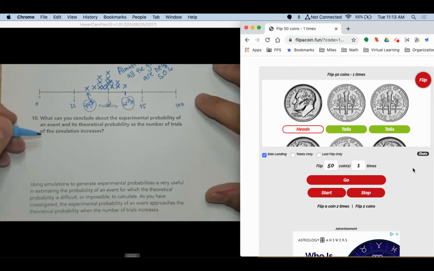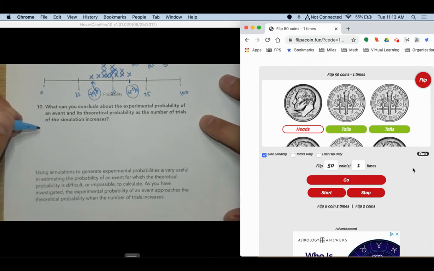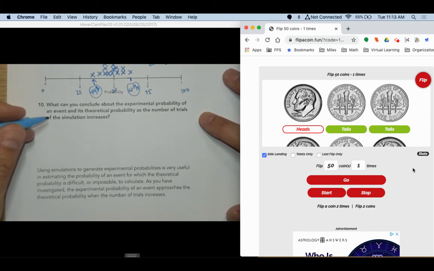So what can we conclude about the experimental probability of an event and its theoretical probability as the number of trials of the simulation increases?